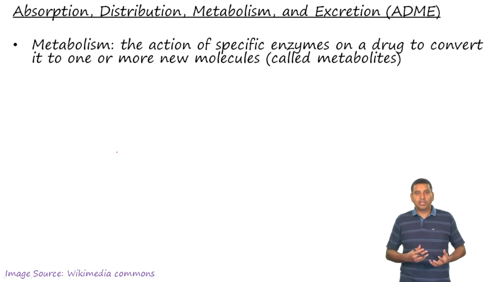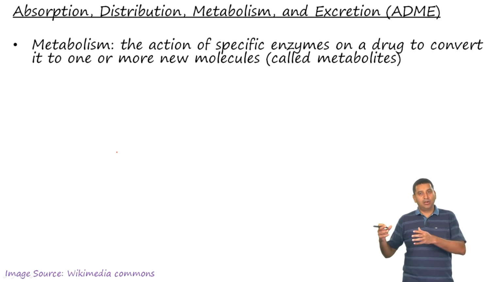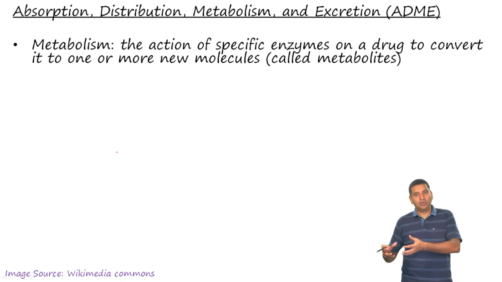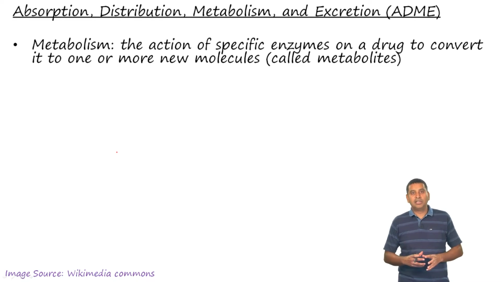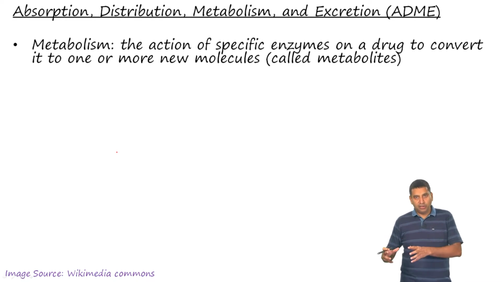So, all the food that we consume is actually broken down into smaller and simpler molecules which can be absorbed. For example, a complex carbohydrate can be broken down into glucose and so on, so that we can get some energy, and a complex protein is broken down into constituent amino acids. Similarly, when you take a drug, the drug is actually converted.